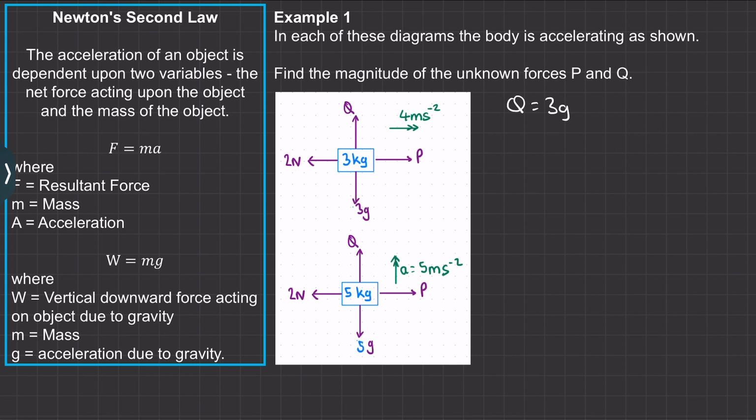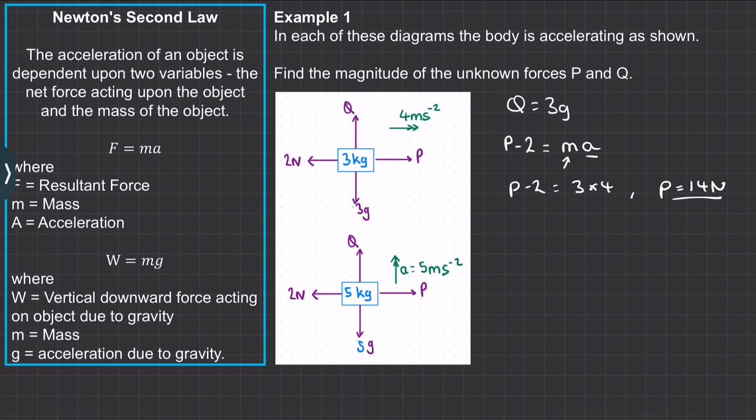And to work out P, because it's moving to the right, this force P must be greater than the force acting in the opposite direction, which is 2. So there will be a net force where P minus 2 will give us a resultant force. And the resultant force will have a product of mass and the acceleration. And we've been told that the mass is 3 kilograms and the acceleration is 4 meters per second squared, so 3 times 4. So P will equal 12 plus 2, P will equal 14 newtons.